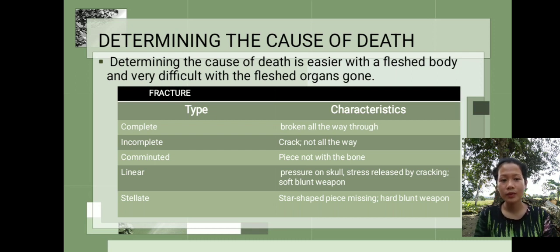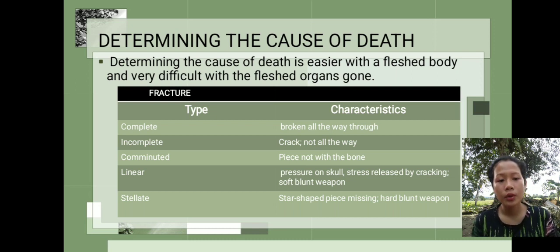So we have fractures. The types of fractures and their characteristics. A complete fracture is broken all the way through. An incomplete fracture is a crack, not all the way through. It only cracks if incomplete, and if complete, it is completely broken.